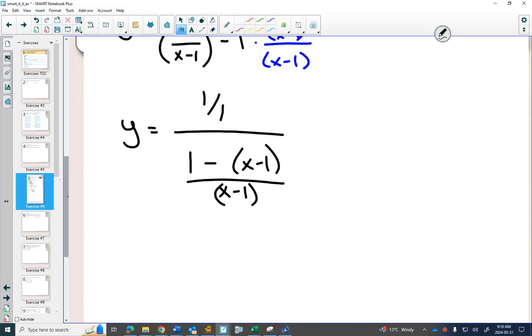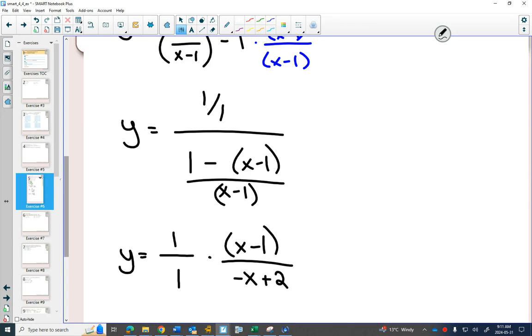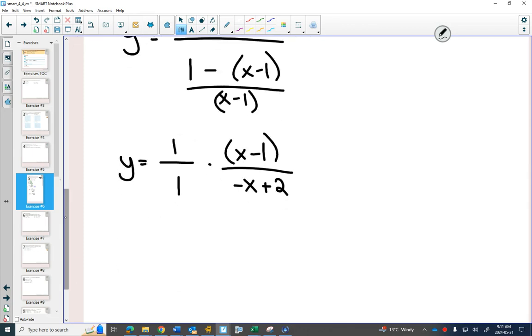Then, if you have a single fraction on the top, which we do, and a single fraction on the bottom, which we now do, a fraction divided by a fraction is the same as multiplying by the reciprocal. And this bottom will be negative x plus 2. So our explicit equation is just y equals x minus 1 over negative x plus 2.